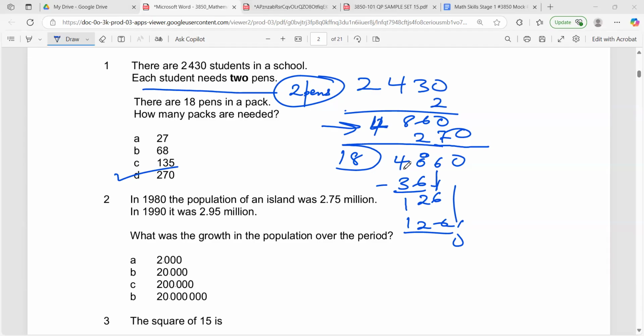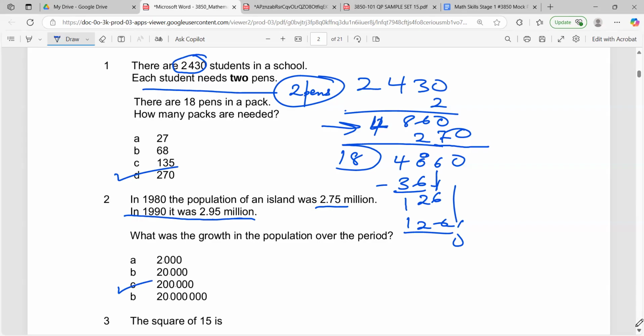All right. So it's actually 270, guys. Remember, you have 2,000 students, and each person will get 2 of the pen. So you just times it by 2, so you know the total. That one you're correct. In 1980, the population of our island was 2.75 million. In 1990, it was 2.95 million. What was the growth? 200,000, right?